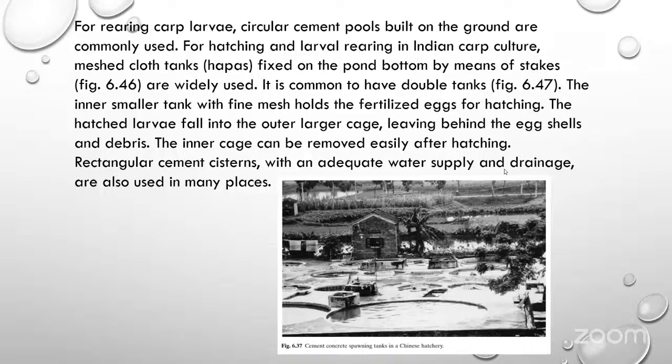The inner smaller tank with fine mesh holds the fertilized eggs for hatching. The hatched larvae fall into the outer larger cage, leaving behind the eggshells and debris. The inner cage can be removed easily after hatching. Rectangular cement cisterns with an adequate water supply and drainage are also used in many places.